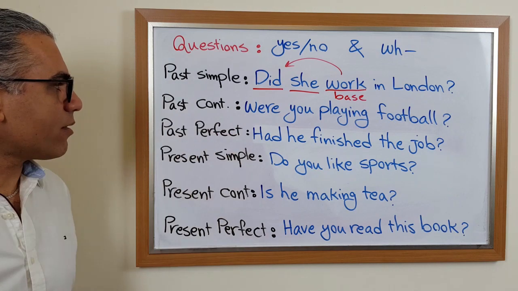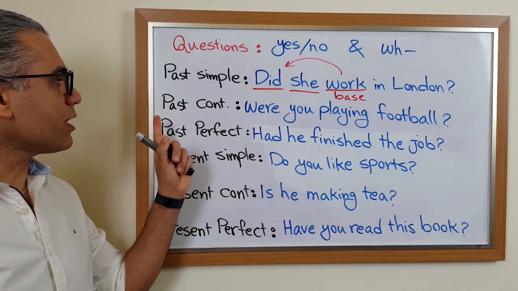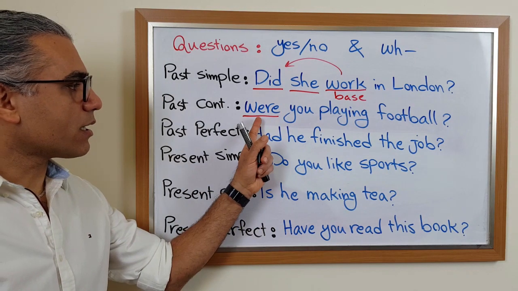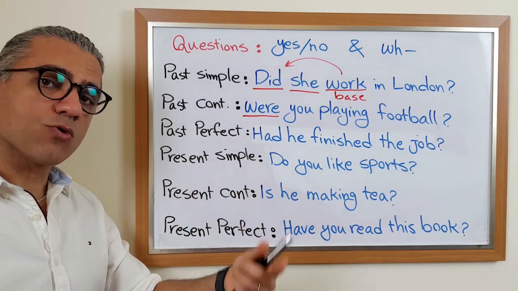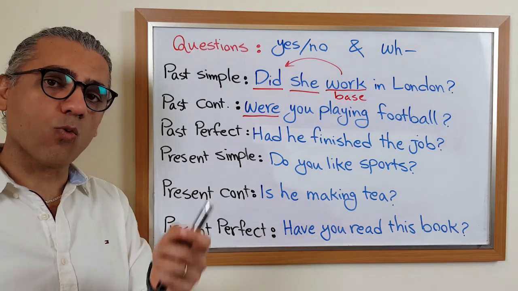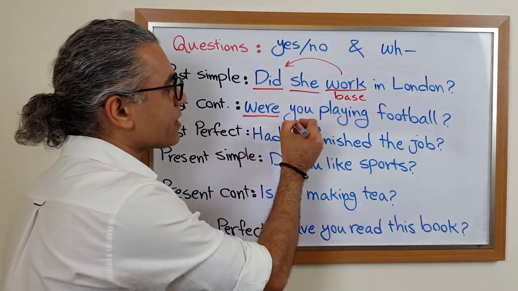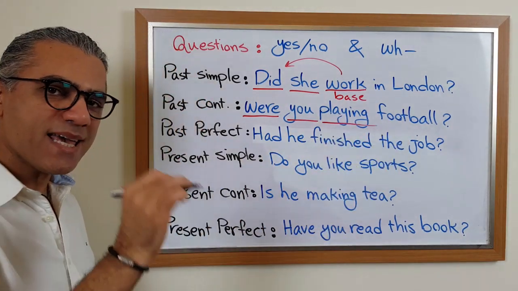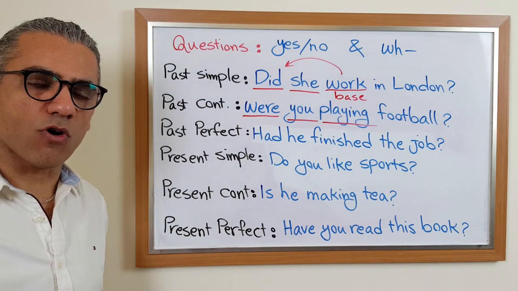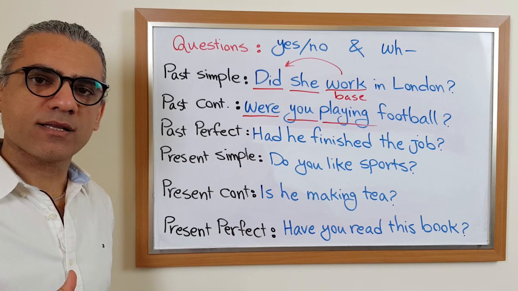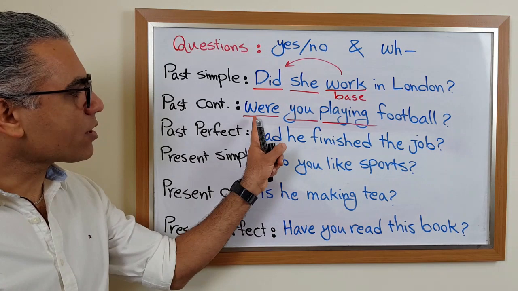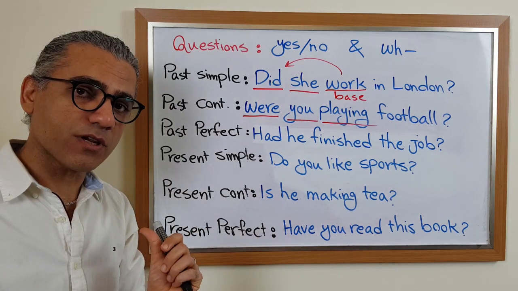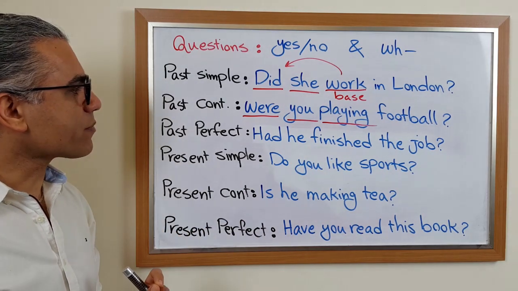The next example is a yes or no question in past continuous. We start with the auxiliary verb we use in past continuous, which are was or were. And after that, we have the subject, and after the subject, the main verb in ing form, or we call it present participle form, because this is an active sentence. Again, I'm referring to our previous video about auxiliary verbs.